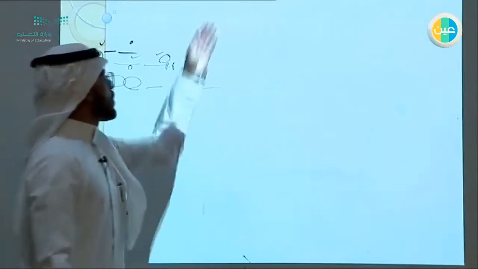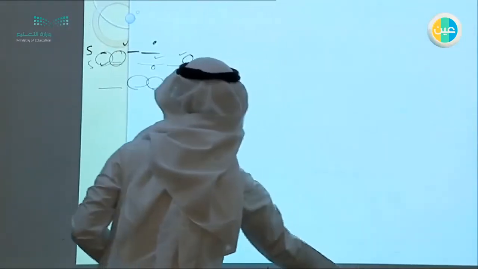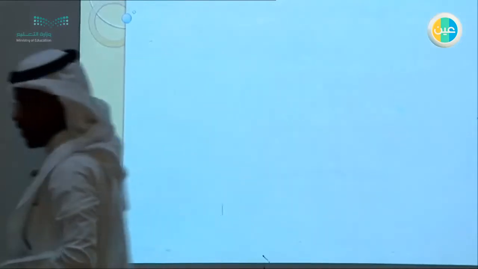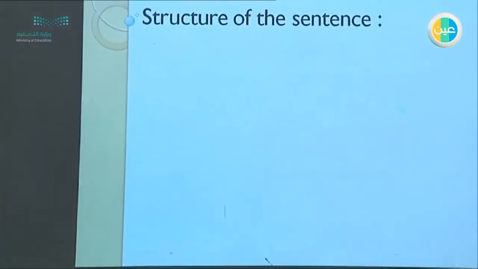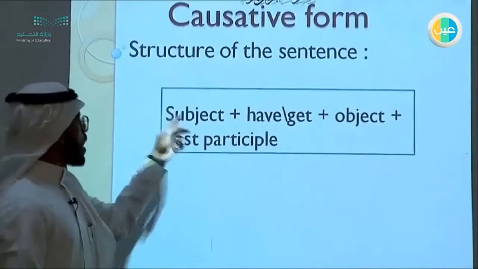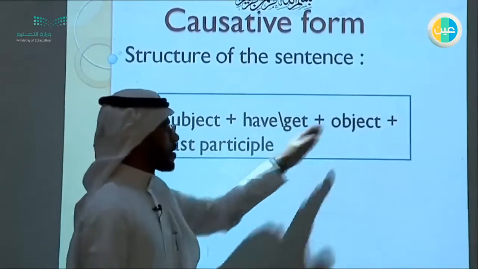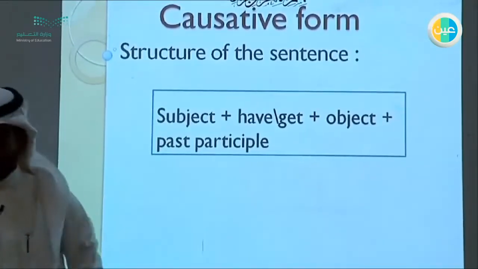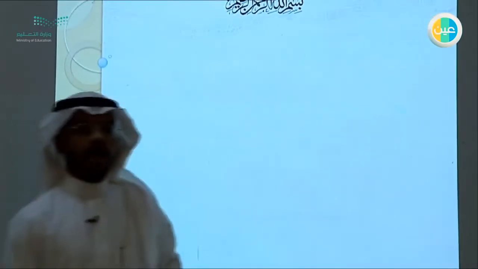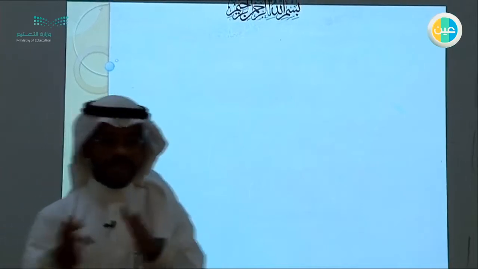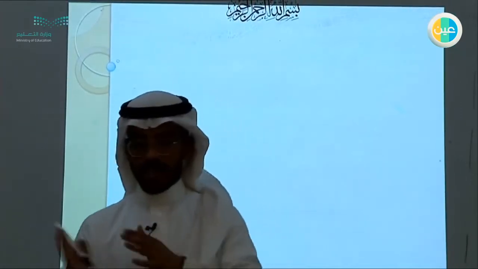Okay, causative form. Structure of the sentence: subject, have or get, object, past participle. Okay, how can I deal with the tenses of the verbs or the tenses of the sentence?